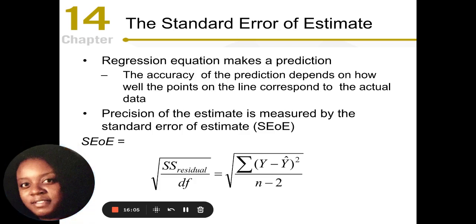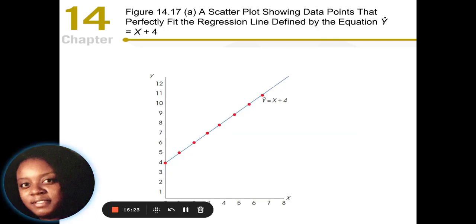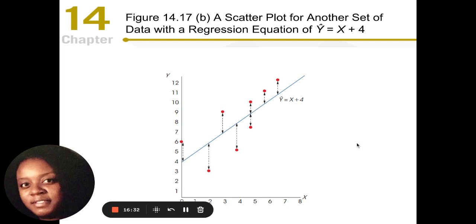When we calculate the standard error of estimate, we have a regression equation that makes a prediction, and the accuracy of the prediction depends on how well the points on the line correspond to the actual data. We have the precision of the estimate, which is measured by the standard error of estimate. And we can see in figure 14.17 a scatter plot showing the regression line defined by the equation x plus 4. And here in figure 14.17, we can see another set of data with the regression equation.